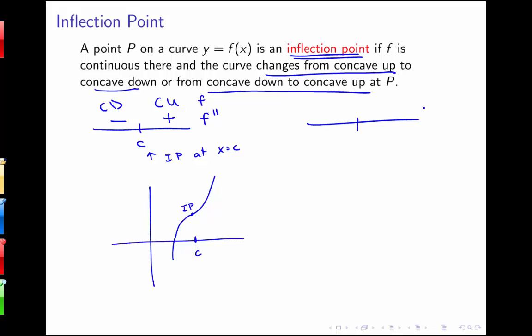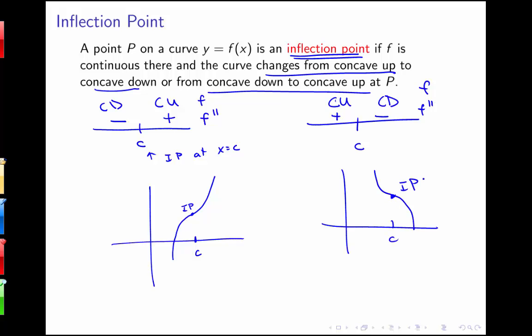If my second derivative goes from being positive to negative at c, that means my graph of f was going from being concave up to concave down. So what this might look like is something that's concave up and then concave down, something like this. So here's another example where I would have an inflection point.